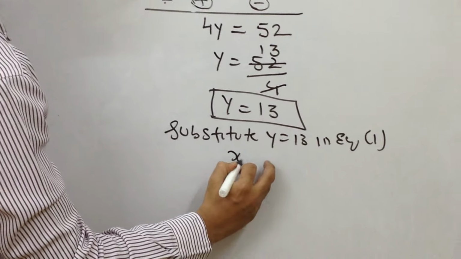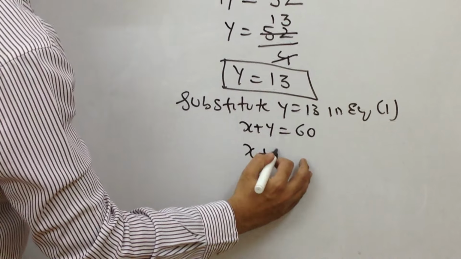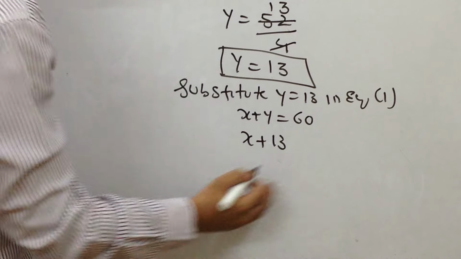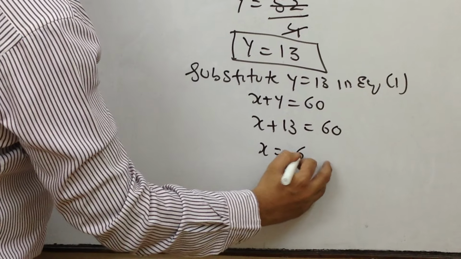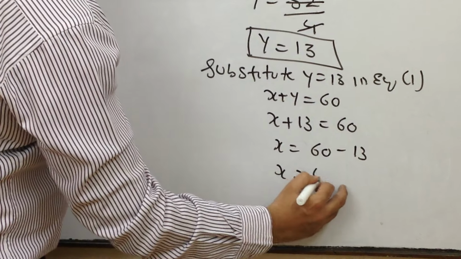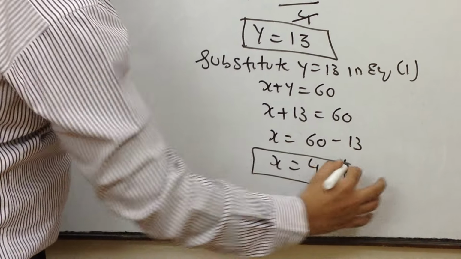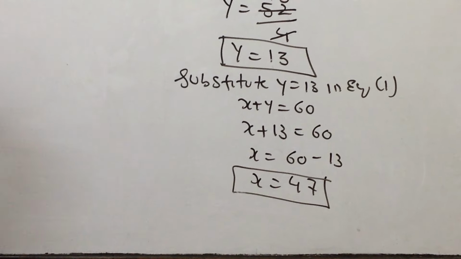I once again write down equation 1, x plus y is 60. x plus, instead of y, I shall put its value, which is 13, is equal to 60. x is equal to 60. 13 goes over there, becomes minus. x is equal to 47. So the two numbers are 47 and 13.